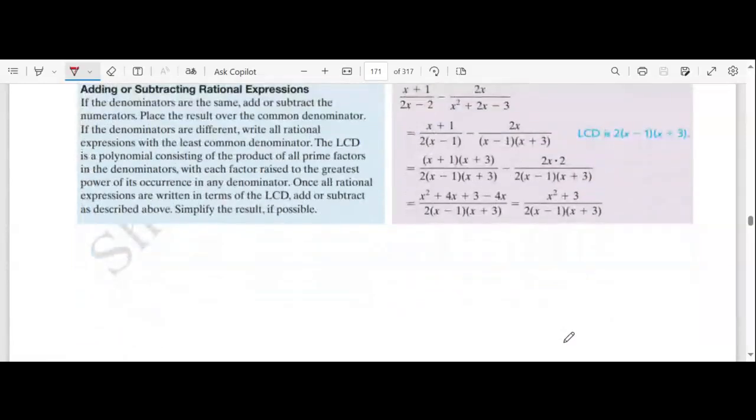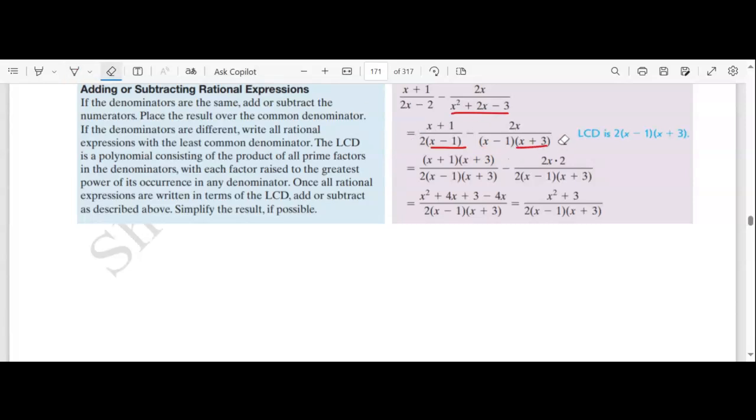So let's take a look at one of the examples. Do we have the same denominator here? No. We have different denominators. So in this case, we need to find the LCD. To find the LCD, we have to factor first. To factor this, you take 2 as a common factor and you put the remaining. To factor this, this is trinomial factoring. So you get x minus 3, x plus 3.